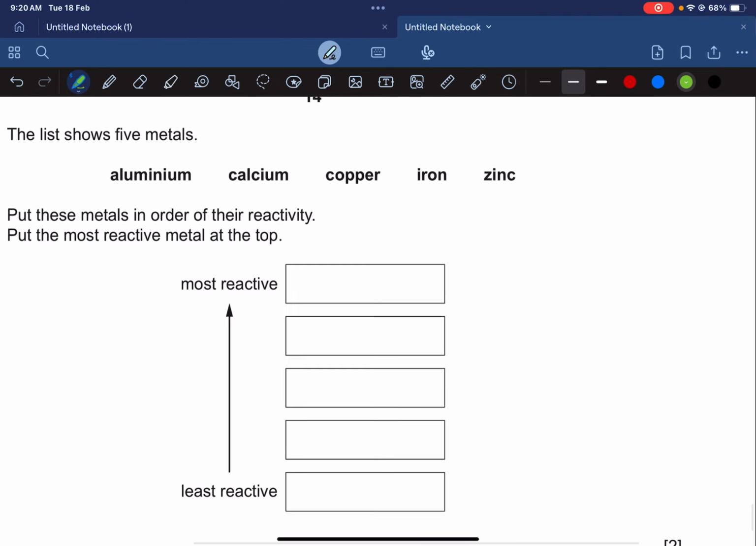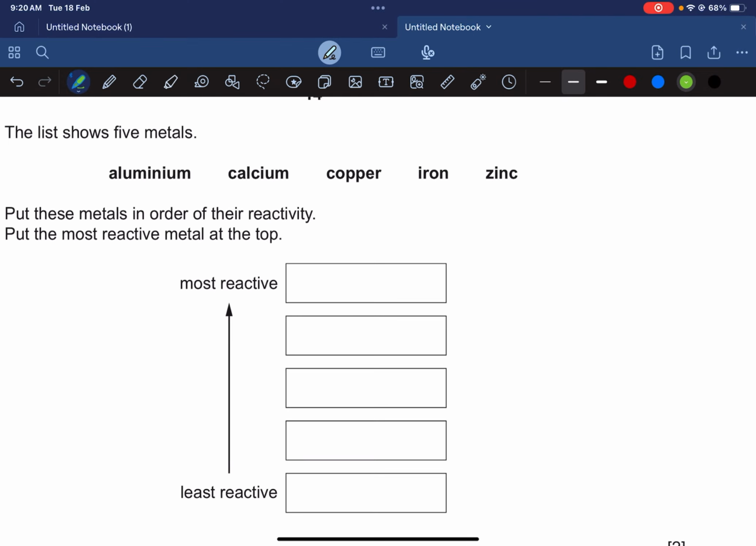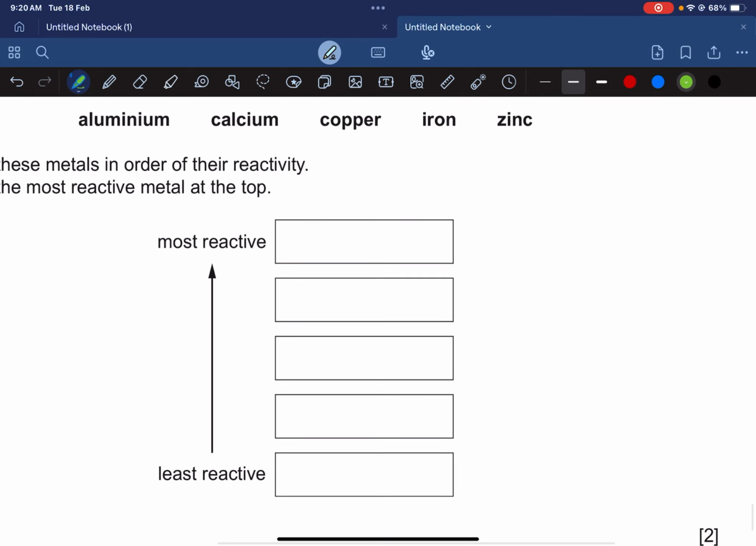Okay, the list shows 5 metals. Put these metals in order of reactivity. Put the most reactive metal at the top. Okay, you can only know this reactivity if you learn it. There is no other shortcut to know this reactivity. I know it because I've learned it.